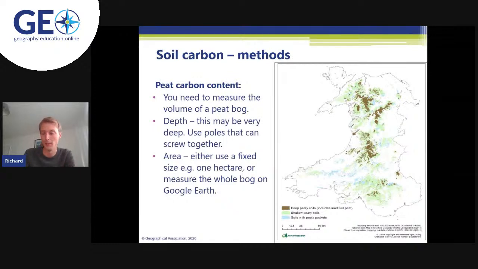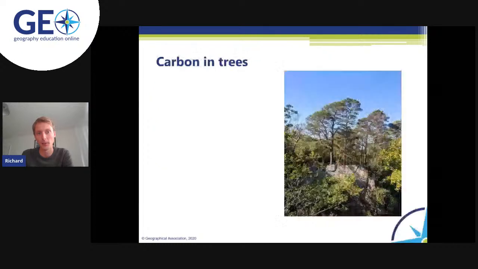So moving on from underground to above ground, we'll have a little think about trees. Oh, I see a comment there about permafrost. Is permafrost frozen peat? Is that an issue with thawing and releasing carbon, methane through decomposition?